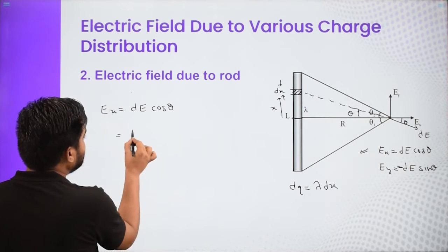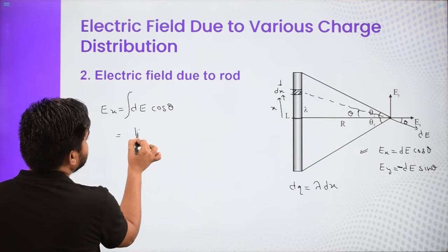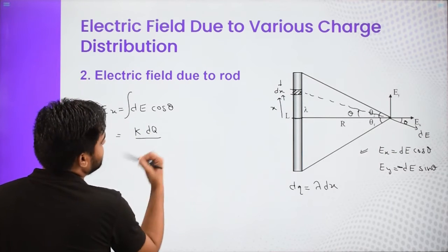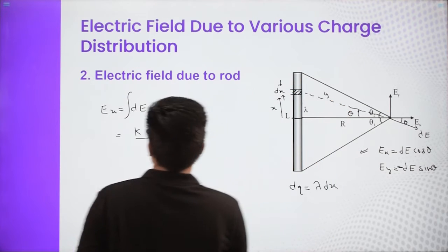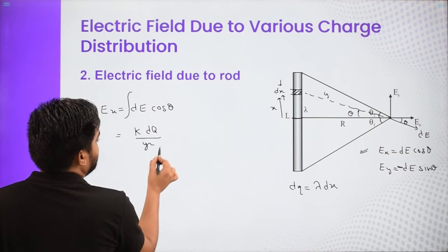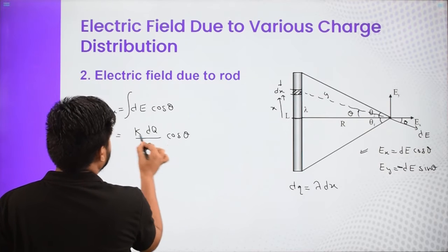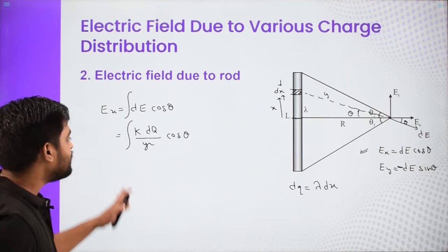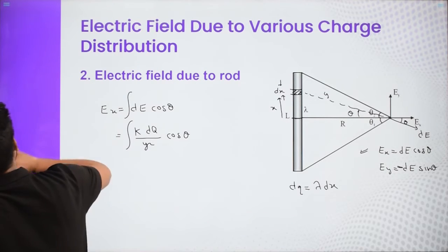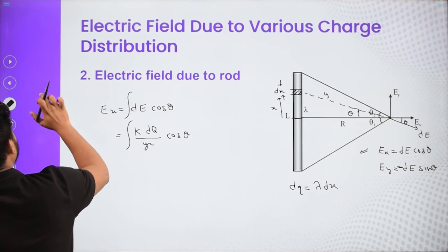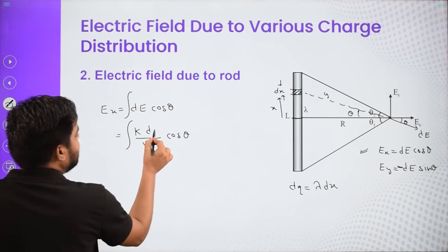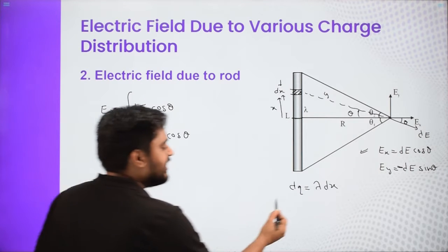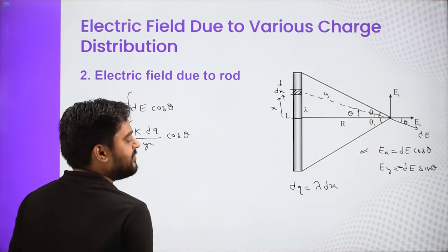What is dE? dE is nothing but k dq by r square, which r? This distance is the r. Let us call that y. So I'll say k dq by y square into cos theta. Now we need to remove the variables one by one. So for that I am relating the variables. First is dq. dq is nothing but lambda dx.